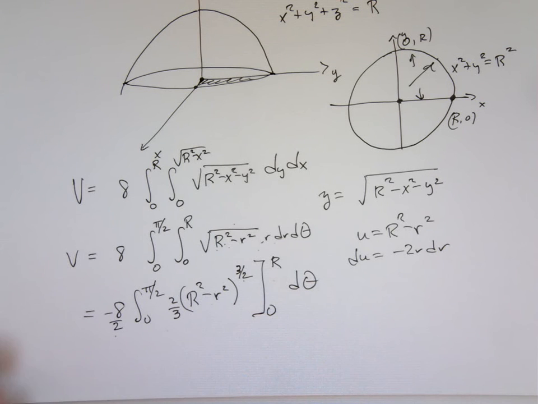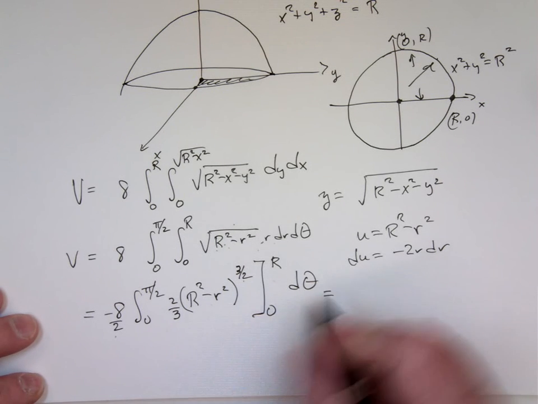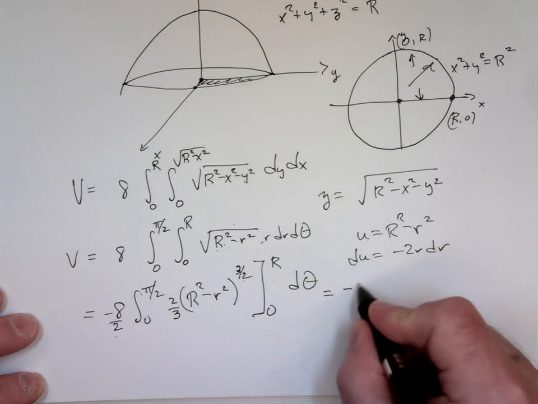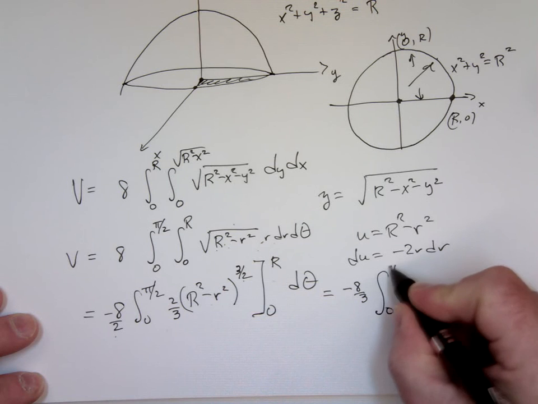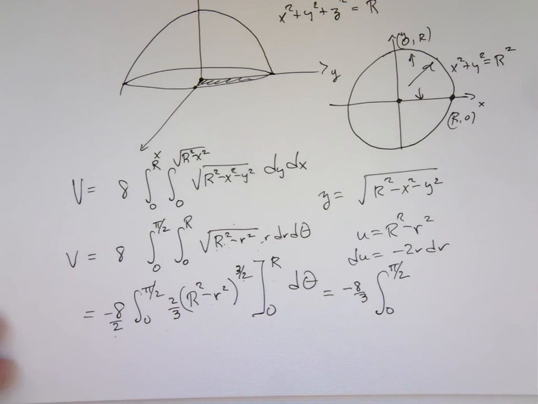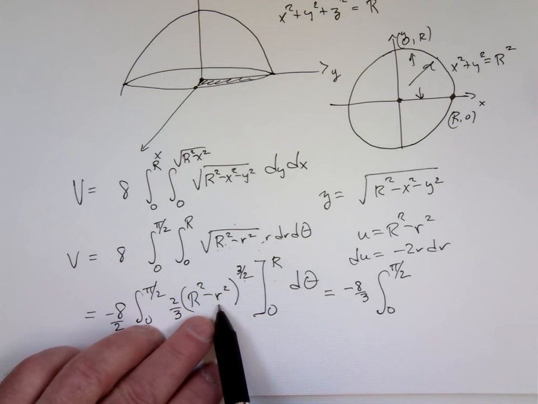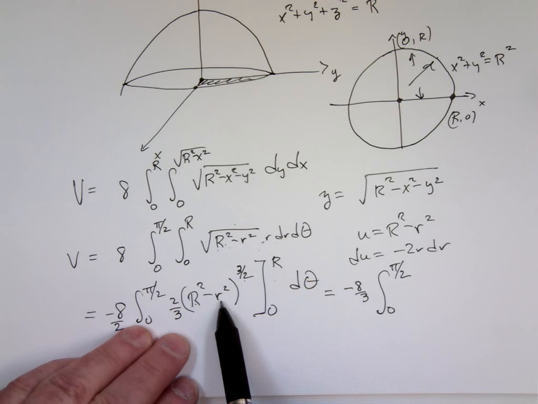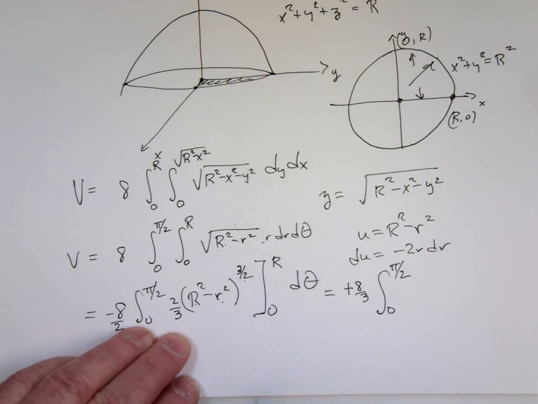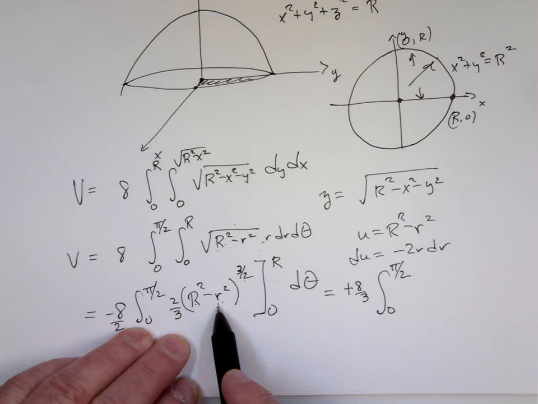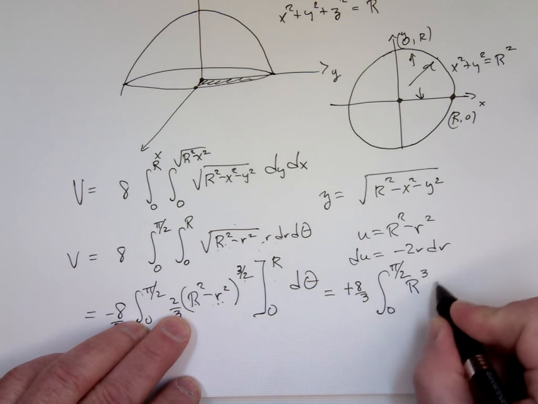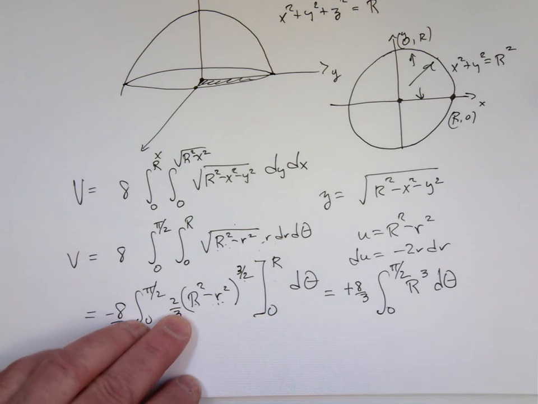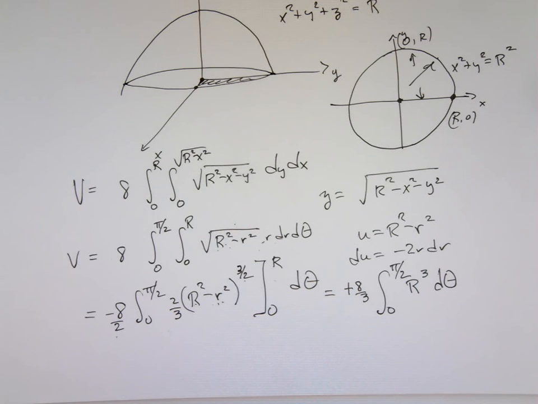So what do we have here? The 2's will cancel. I've got a negative 8/3 integral from 0 to pi over 2. When I substitute in big R for little r, I end up with 0 minus, this will change that to a plus, substitute in 0, I'll get big R squared to the 3/2, which is big R cubed. Check that out. Make sure that's okay.